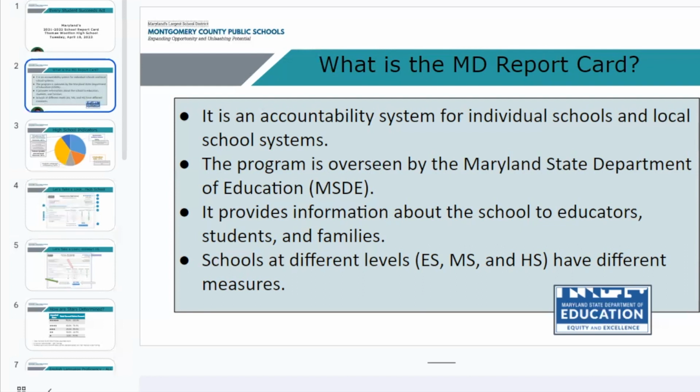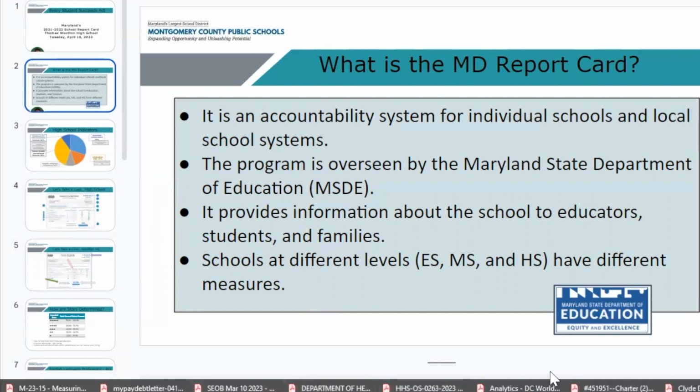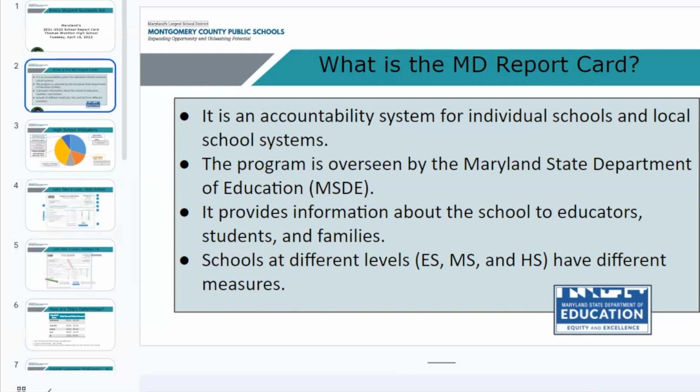And finally, for the Maryland report card, schools at different levels, elementary, middle, and high school, have different measures in place. The way an elementary school is measured, and the performance measures that are part of their report card, are different when compared to, let's say, high school. A difference would be that high school has a graduation rate measure. Obviously, that is not going to be in place at a middle school like Robert Frost, right? So different ways in which we're measured. And on to slide 3, please.